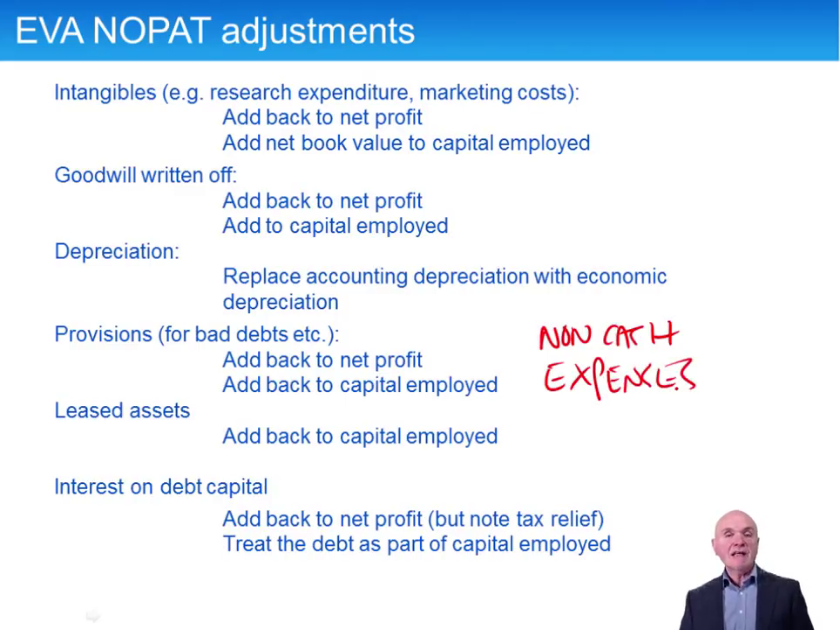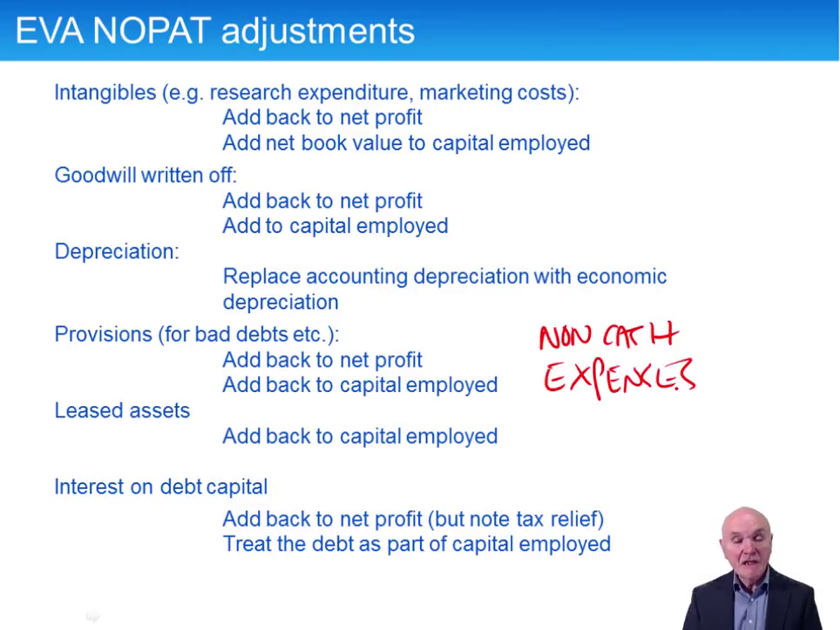So non-cash expenses, which will typically be a provision, are not to be debited from the income statement. They need to be added back to that. Leased assets, if you have leased assets under an operating lease, if you didn't add those back to capital employed, you are effectively understating the capital employed. So any non-capitalized leased assets have to be added back there.